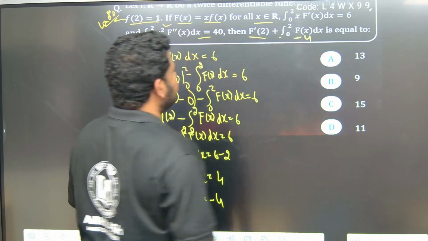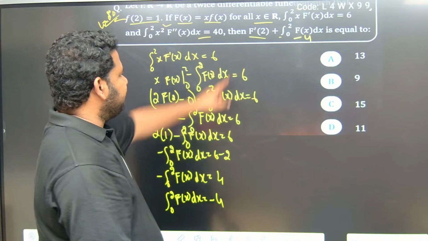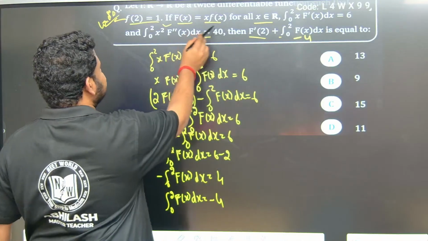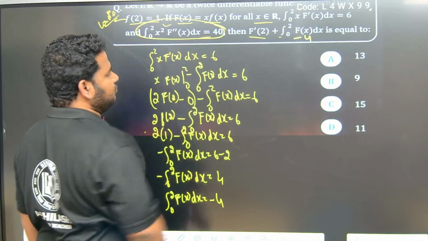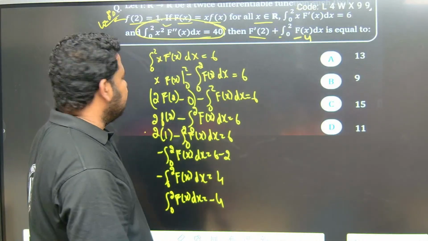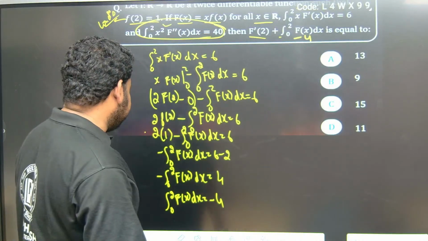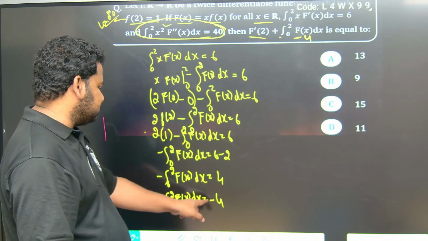Now I want to find f dash of 2. For that, let me take this value and again integrate by parts. So the integral from 0 to 2 of f of x dx is equal to minus 4.